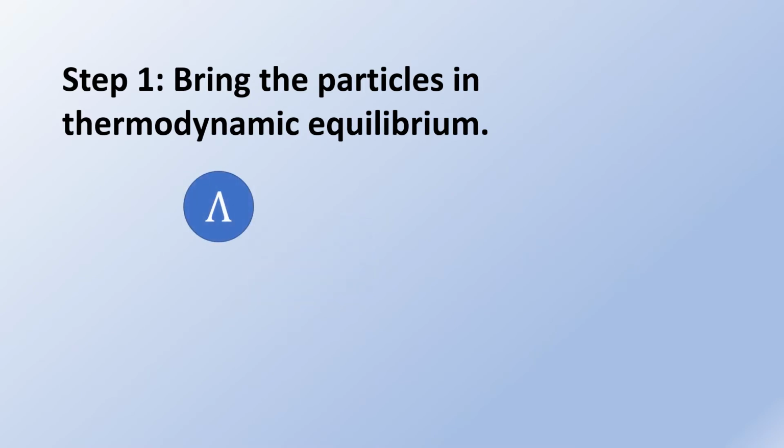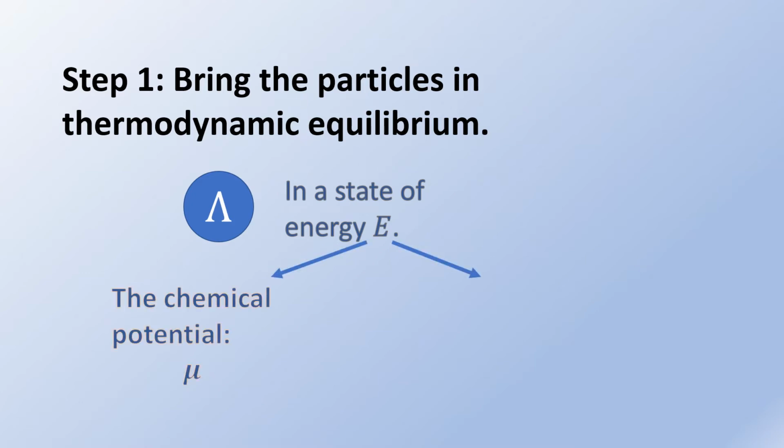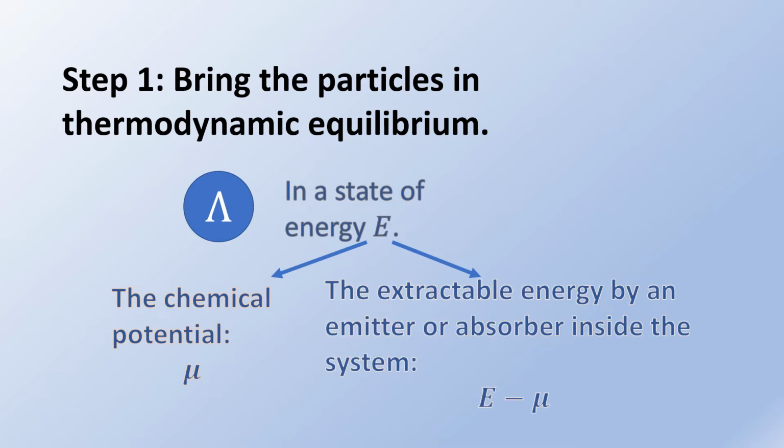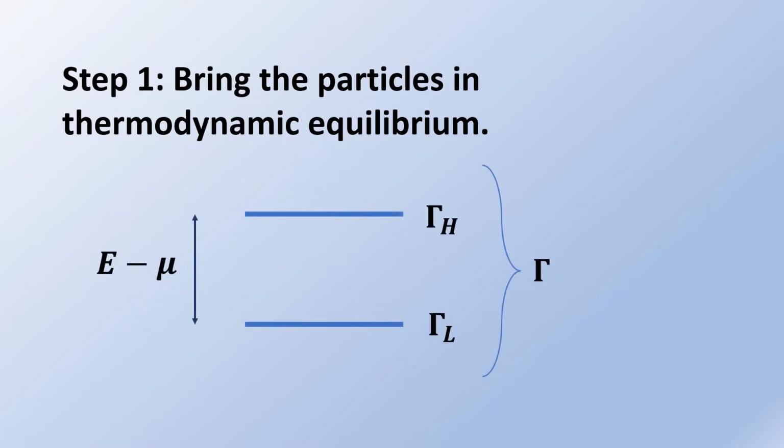Now, consider a lambda particle in this state. It has energy E. A part of this energy is the chemical potential mu of the particle. The rest of the energy, that is E minus mu, is the energy which the lambda delivers or carries away from gamma upon absorption or emission respectively. This means that the difference of energy between the states gamma H and gamma L is E minus mu.